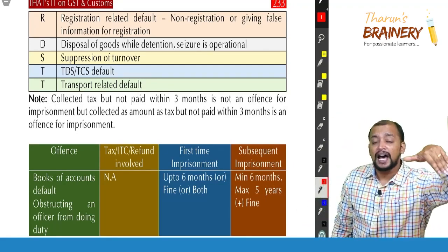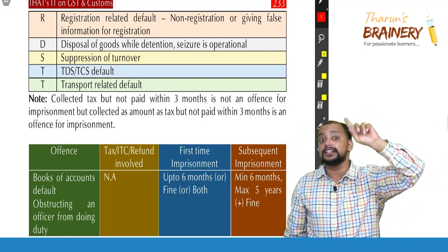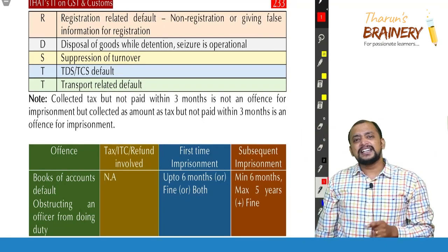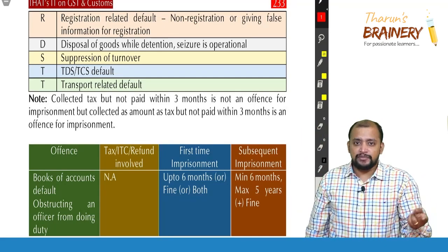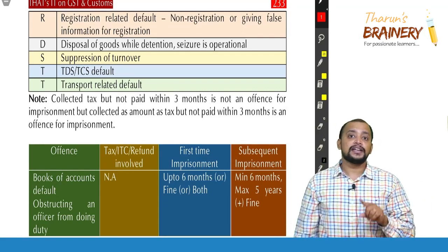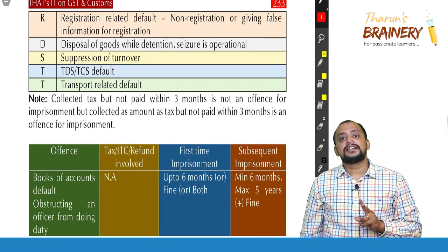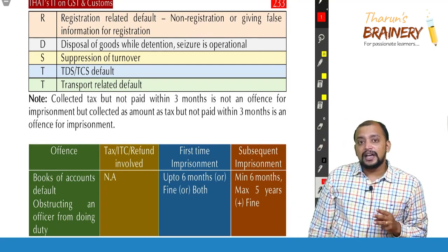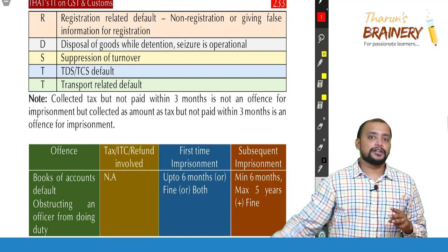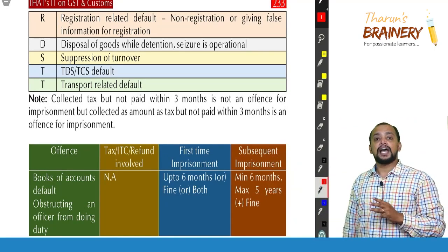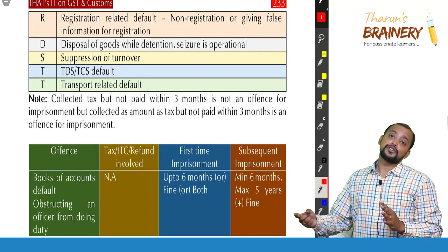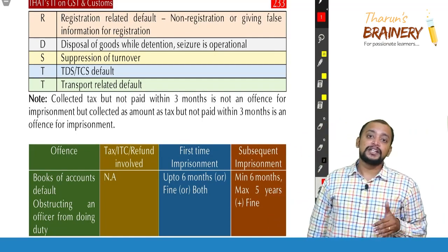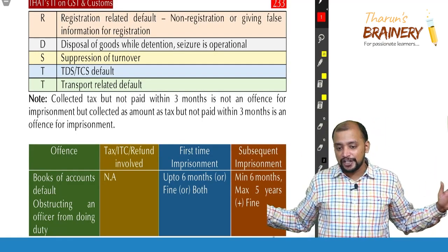I for ISD default, ISD, not ITC, not invoice, ISD. See, ISD is not that serious an offence for imprisonment, that's why. ISD default, I. Next, supply with GST of another person. Next, number 3, R, that is registration default. ISRD, disposal while detention or seizure is operational. Yes, suppression of turnover. TT, TDS, TCS default or transportation default.